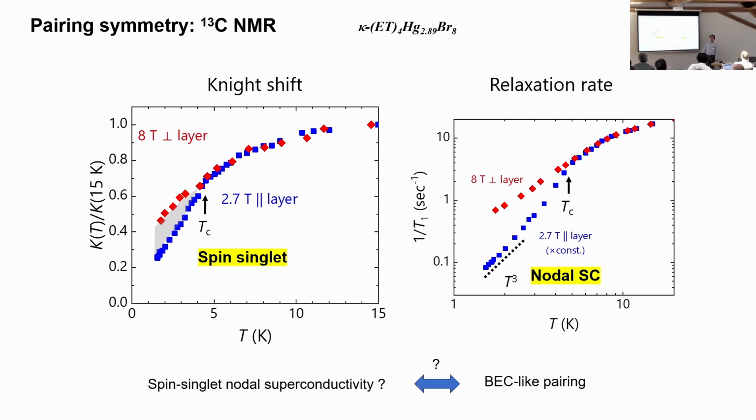Yeah, but the gap is nodal in nature, whereas in the conventional BEC scenario, the coupling should be strong. So all of the pairing should be s-wave-like. That is a theoretical prediction. So I don't know.